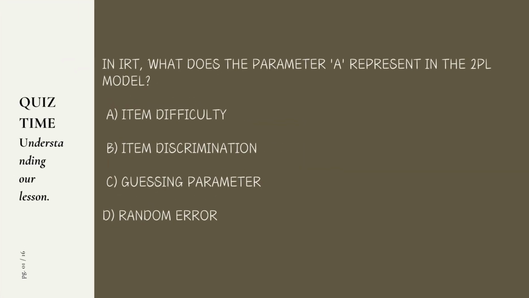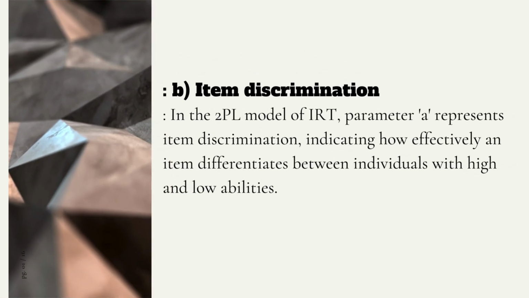In IRT, what does the parameter A represent in the 2PL model? A. Item difficulty. B. Item discrimination. C. Guessing parameter. D. Random error. B. Item discrimination. In the 2PL model of IRT, parameter A represents item discrimination, indicating how effectively an item differentiates between individuals with high and low abilities.